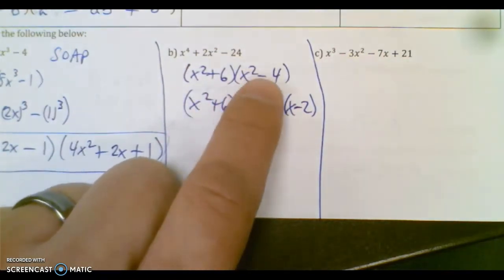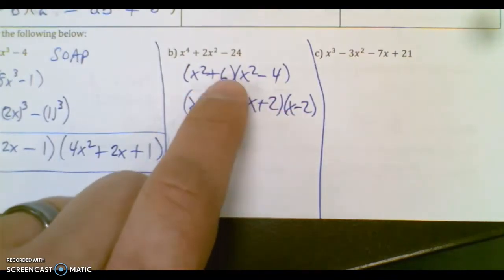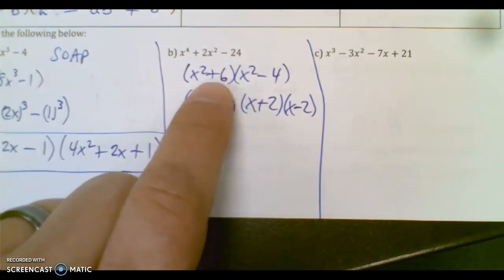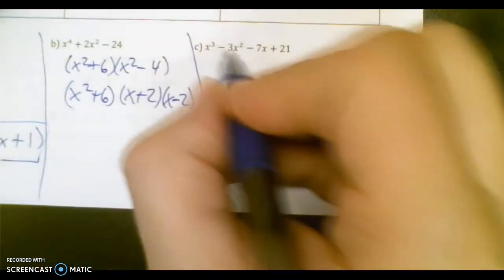This one factors further because it's a difference of squares. That one doesn't factor further because 6, well, isn't a perfect square, and that's a plus sign. Then you get to letter C, and you get a problem with 4 terms.